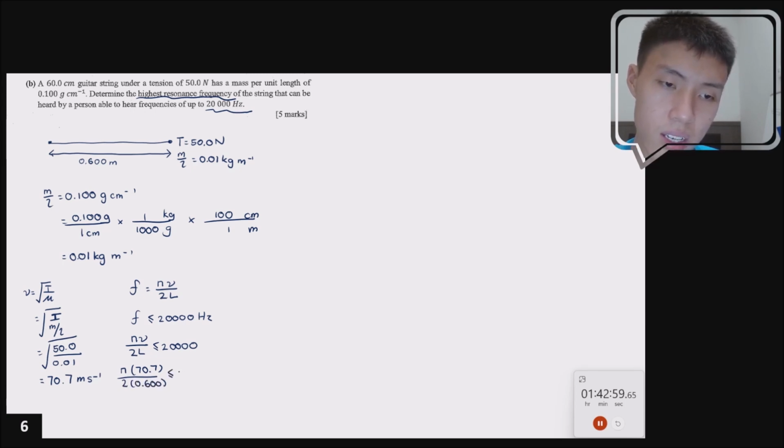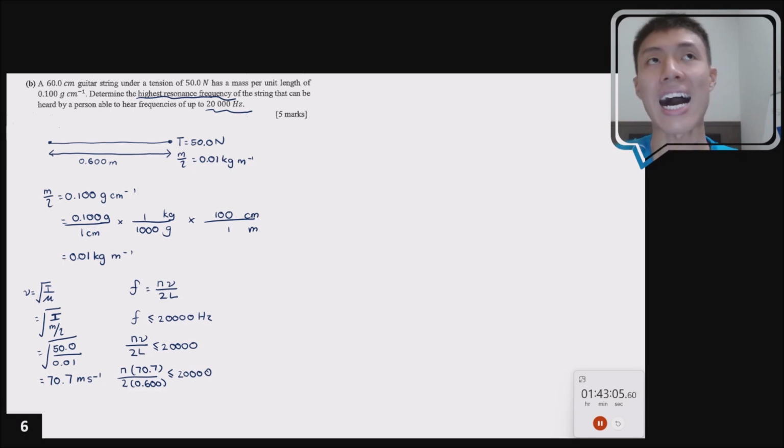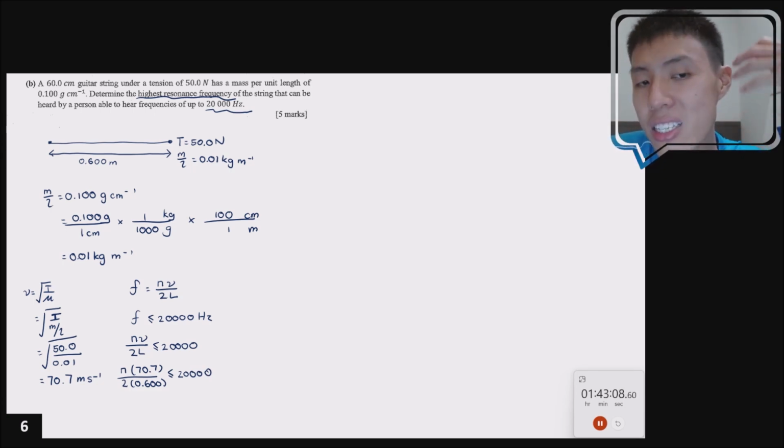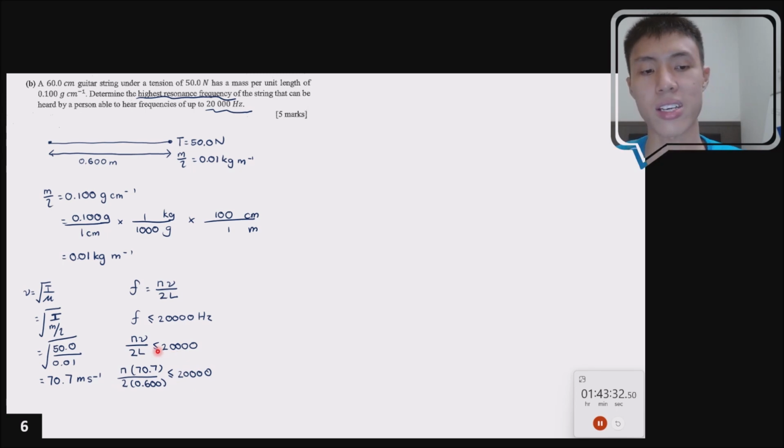From here, you're able to find the highest harmonic number that you can go. You know that the speed of the wave in the string is 70.7, and the string has a length of 0.600. Under these circumstances, what is the highest harmonic number you can go without going over 20,000? That's what we are calculating here. So take 20,000 times 2 times 0.600 divided by 70.7.